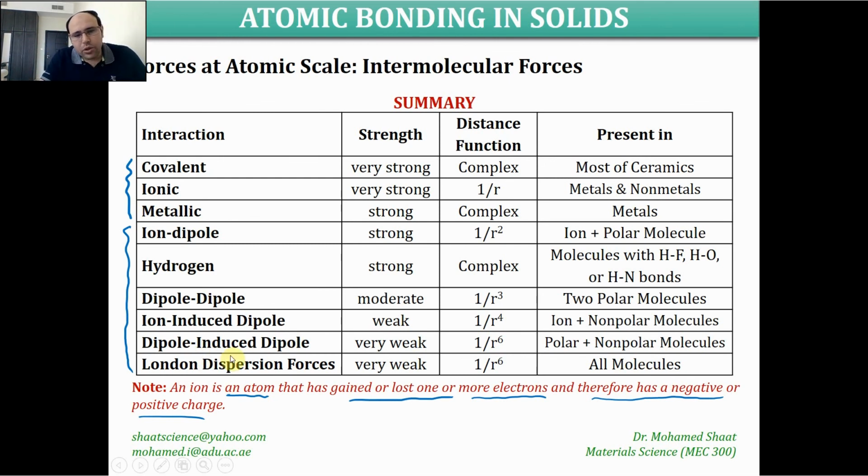Next we have the dipole-induced dipole interaction. Dipole-induced dipole generates between a molecule with a permanent dipole and a nonpolar molecule that is symmetric. So this generates between a polar and a nonpolar molecule, and it is a very weak force with a magnitude equal to 1 over r to the power 6. London dispersion force is the weakest of them all, and it is found in all molecules. You should understand that this London dispersion force is generated between all molecules, wherever they are, even between atoms themselves.